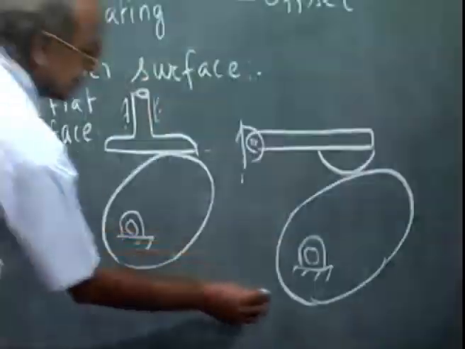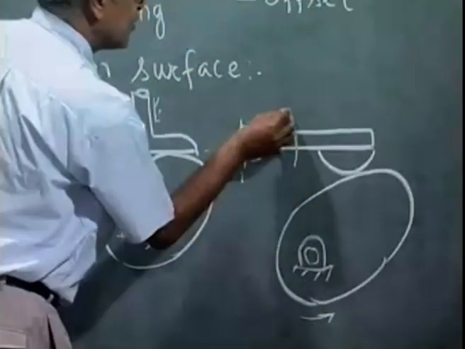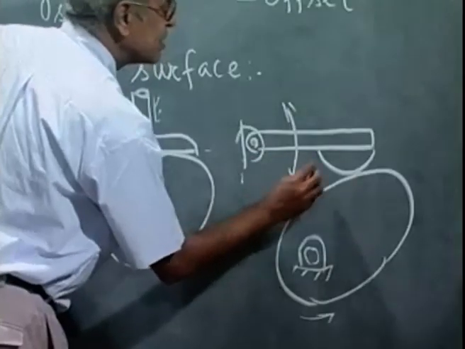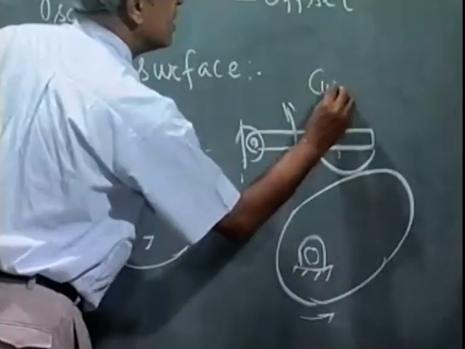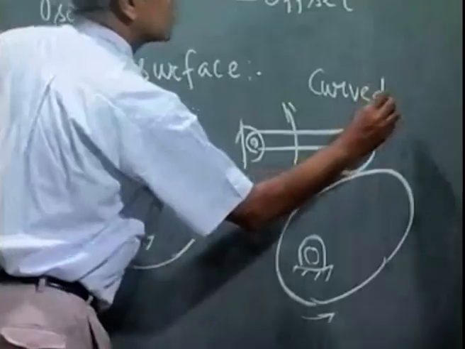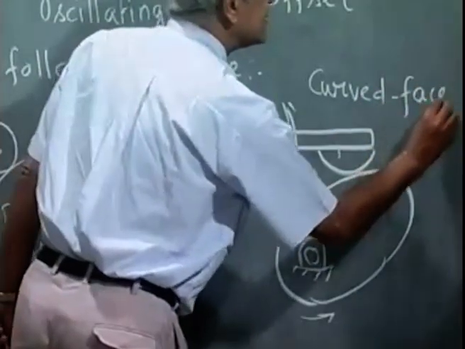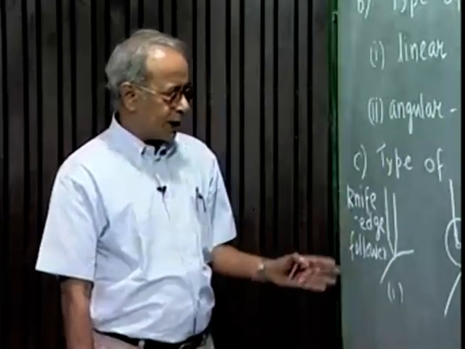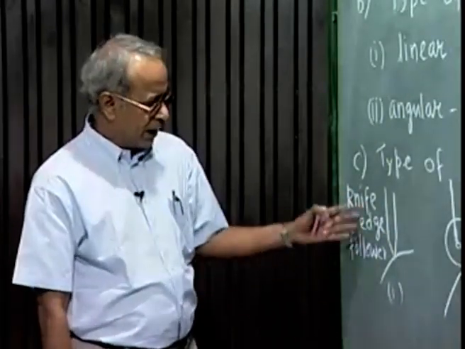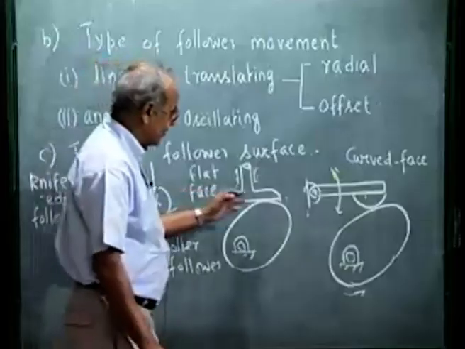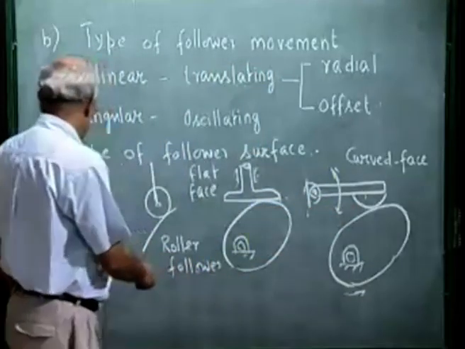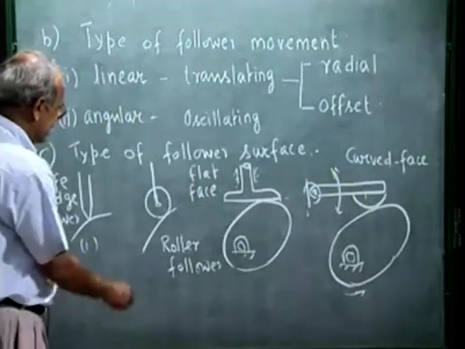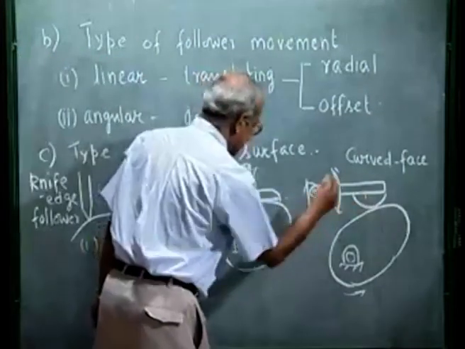This is the cam which rotates and the follower which is hinged here oscillates. So this is called curved. So these are the four common types of surfaces that we will be talking about: knife edge, roller, flat face and curved face. Out of which, as I said, knife edge is only theoretical, not used in real life. It is the roller or the flat face or the curved face.